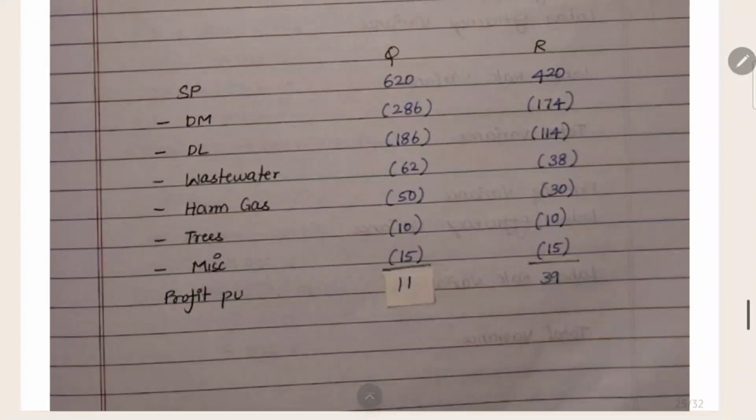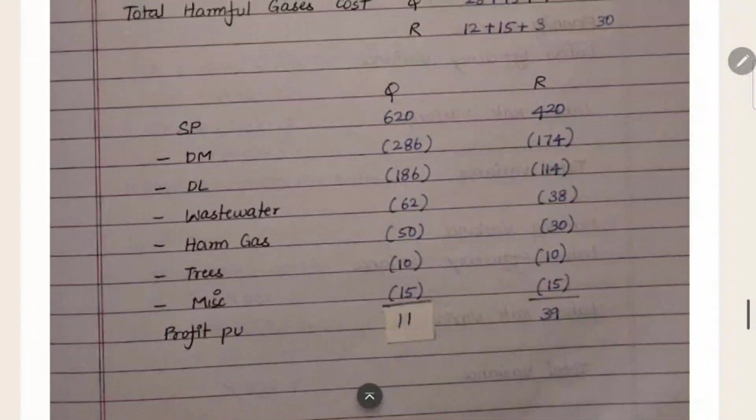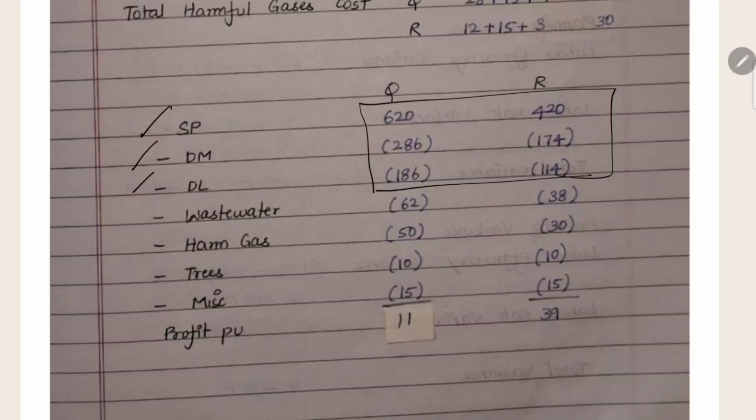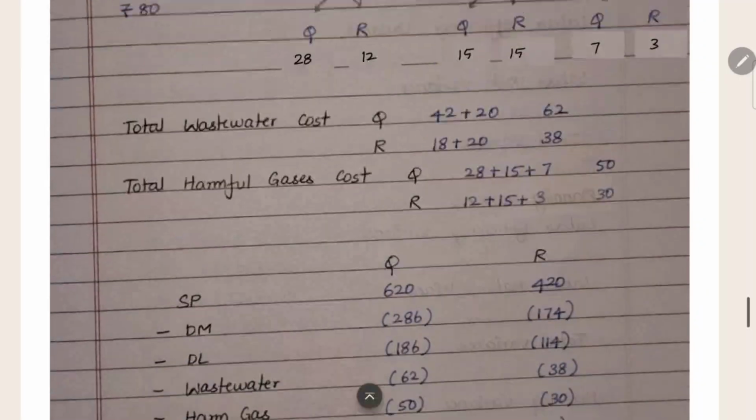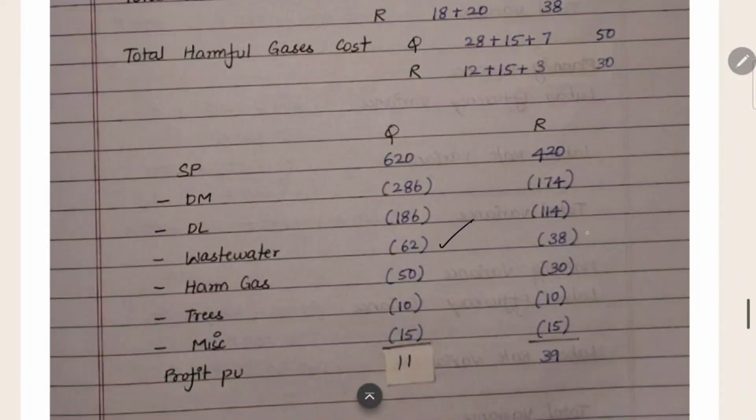The remaining units and the costs which we calculated in the original cost allocation will be copied. Selling price will be the same, direct material, direct labor. Till contribution, everything will be the same. It is the same as the previous original cost allocation workings. Now, for wastewater, the total is 62 for Q, 38 for R. 62-38. And for harmful gases, 50-30. And then planting trees cost.